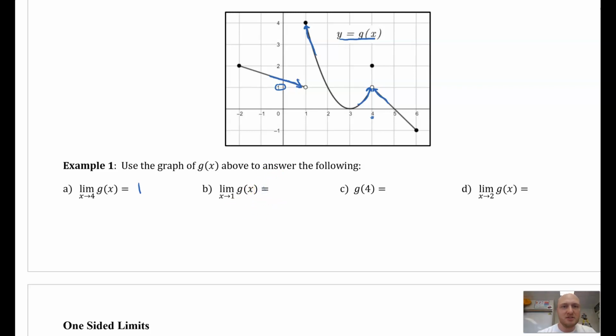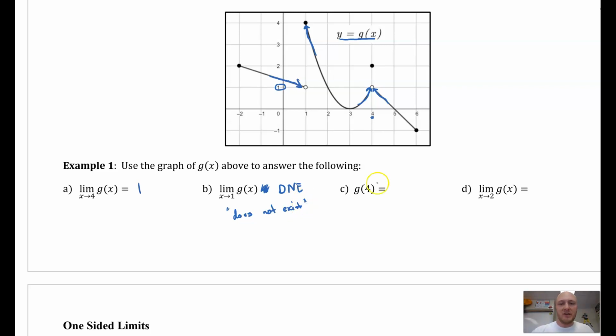And, you know, this bugs me. I'm going to cross off these equal signs, and I'm going to write DNE. You don't ever want to write equals DNE. So just does not exist. Does not exist. I hope I spelled exist right. I think it's right.